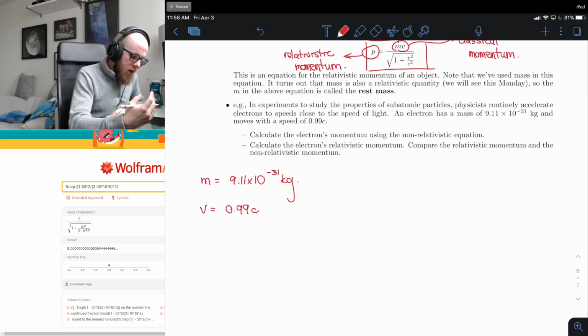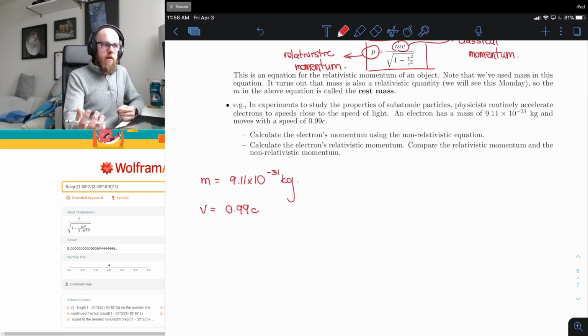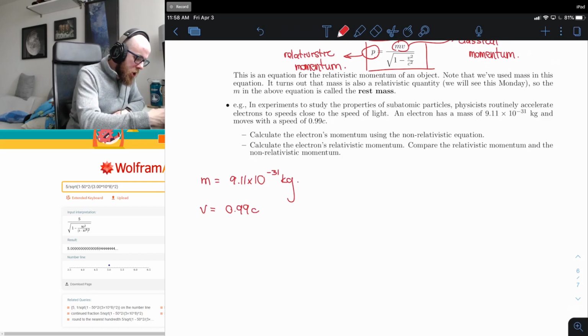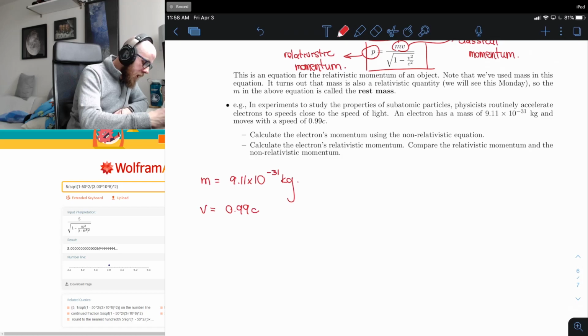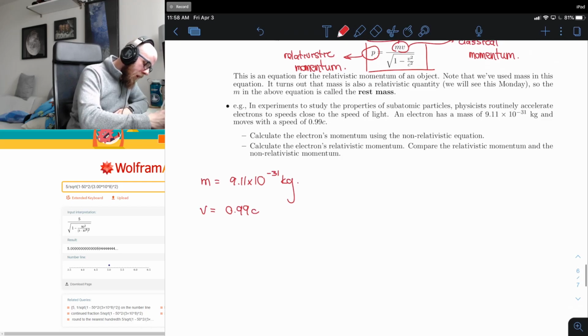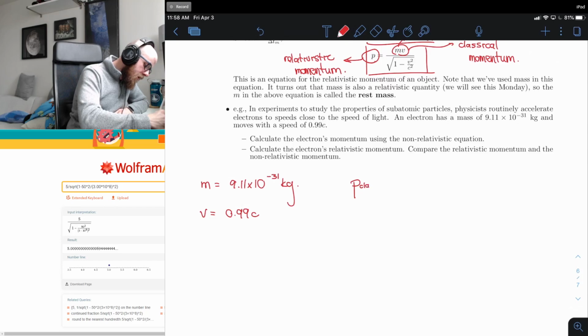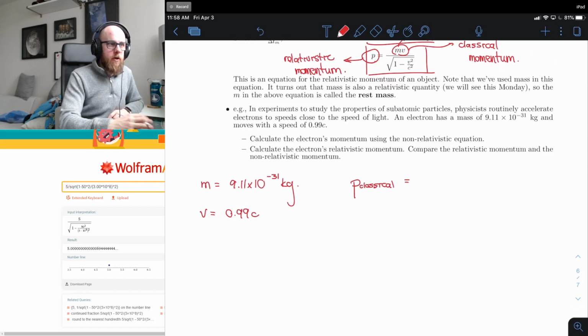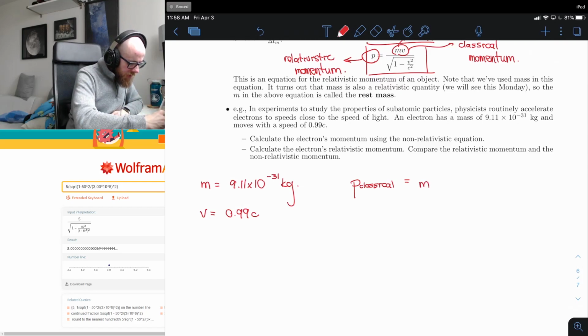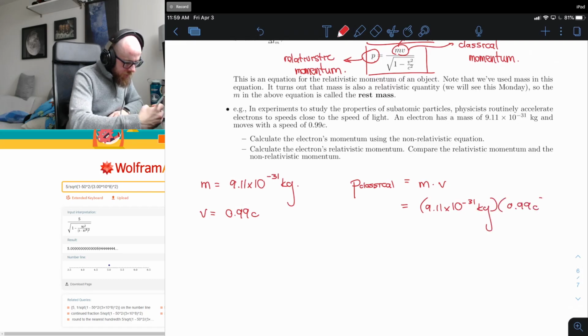We need to calculate two things. We need to calculate the electron's momentum using the non-relativistic, or classical, momentum equation. And then we're going to calculate the electron's relativistic momentum, and just compare the two to see what we see. Okay. So the non-relativistic, the classical momentum, I'm going to call that P classical. That's the same kind of momentum that we calculated in chapter 5, right? So just m times v. That's the mass of the electron, 9.11 times 10 to the negative 31 kilograms, times the speed at which it's moving, so 0.99 c.